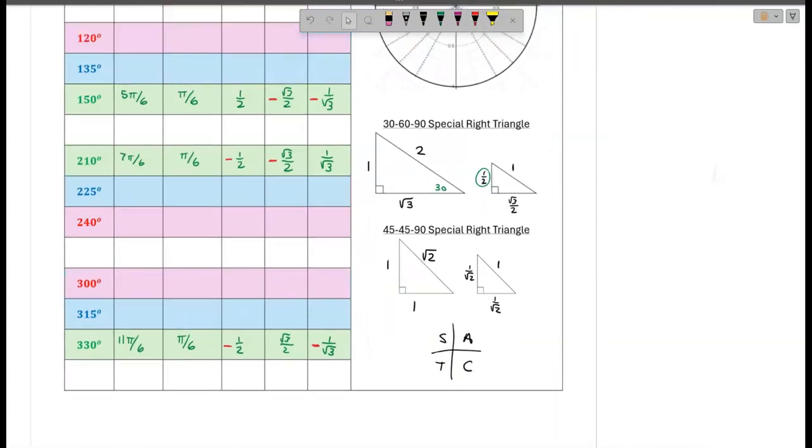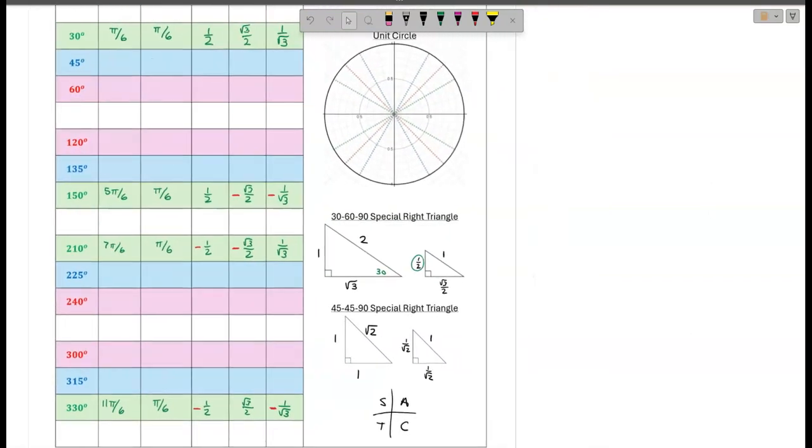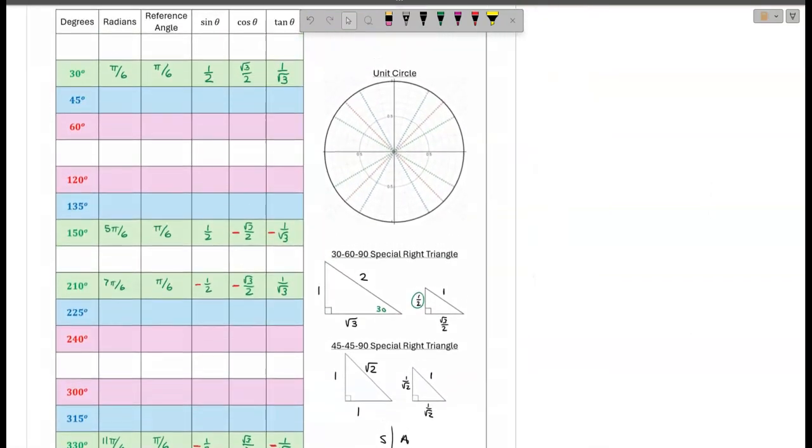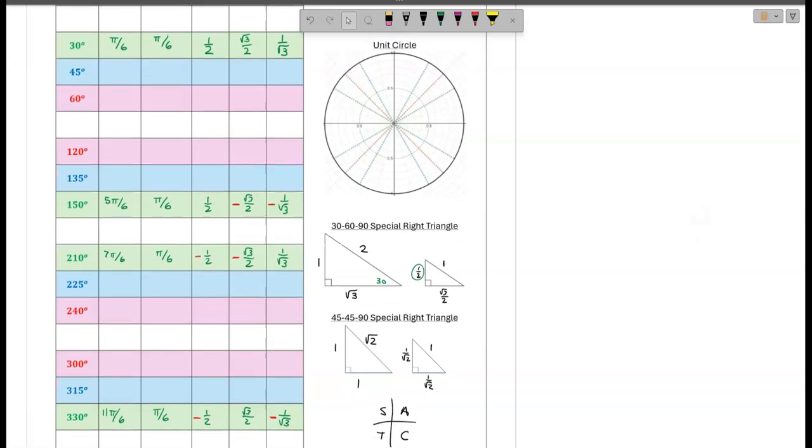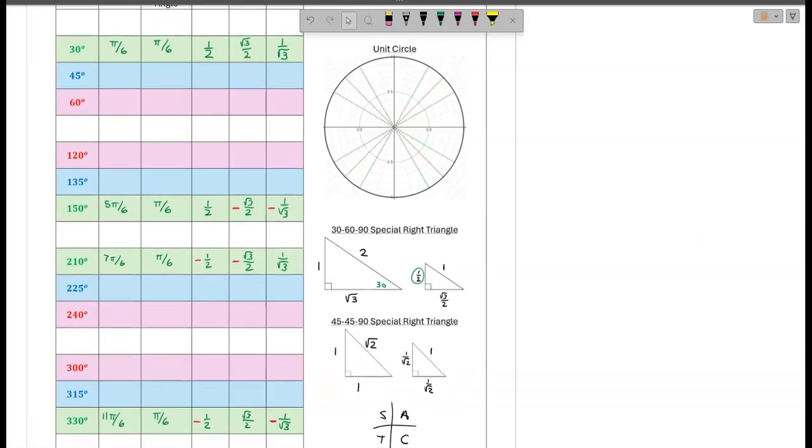So your challenge for the remainder of this is to pause, well, the video is going to end. And what I want you to do is to fill out the triangles and the ratios for 45 and 60, and then their reference angle counterparts in quadrants 2, 3, and 4. So all of the ones in blue and all of the ones in pink/red. That's your challenge. Try it out and check in with me when you're done.